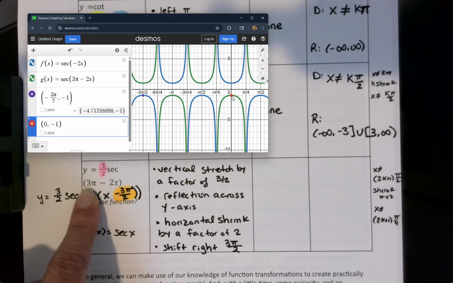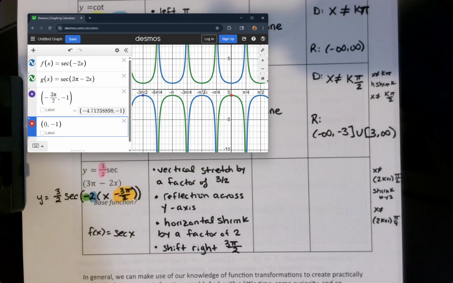Okay, now it's going to change the location of the y-intercept because it previously on the blue graph was up here, but as I move this over, of course, now it's down here. It does not look like that shift to the right affected the domain.